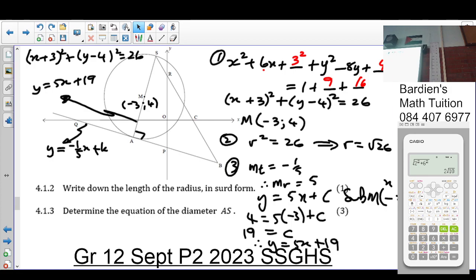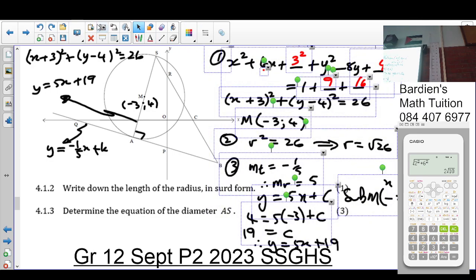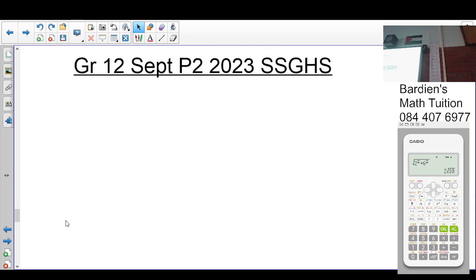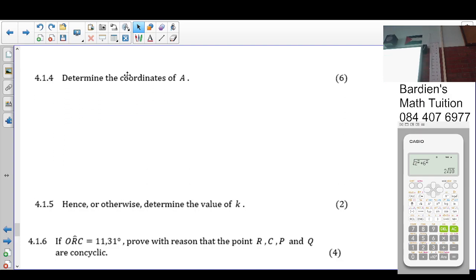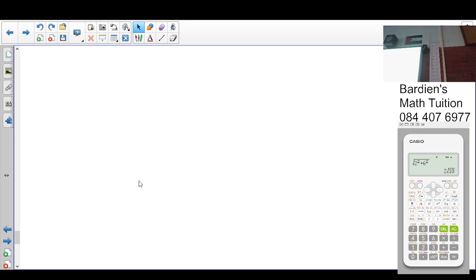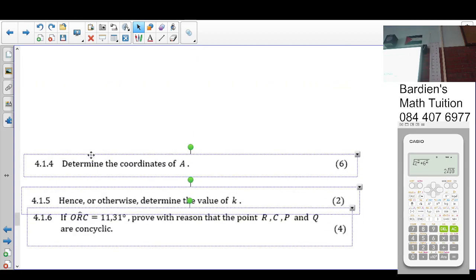What happened now? Okay, so all the information that we just calculated is on the diagram. Take it off there. Let's look at the next question. Determine the coordinates of A. Pull this up a bit.